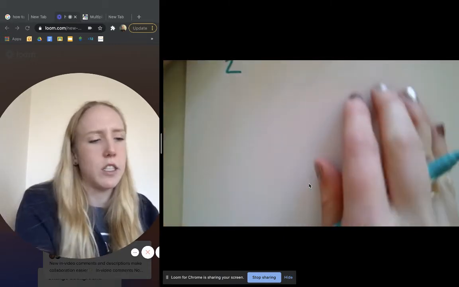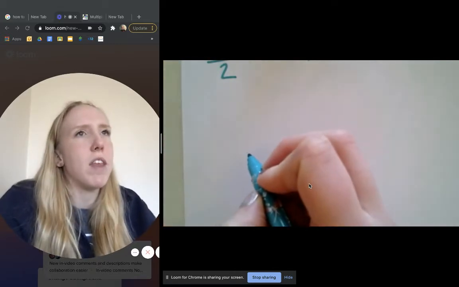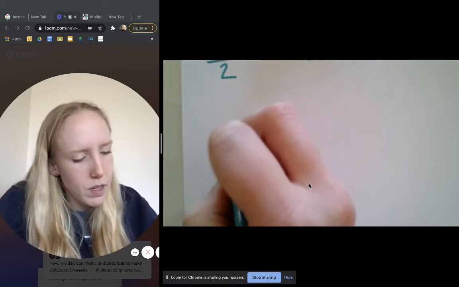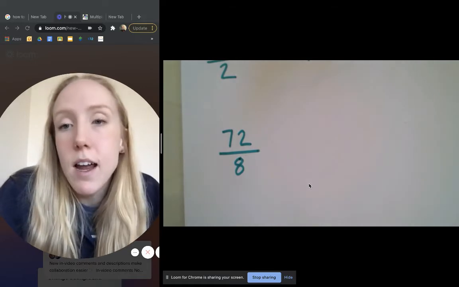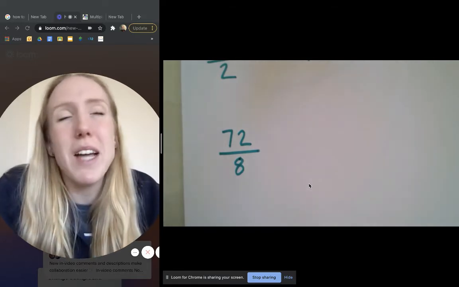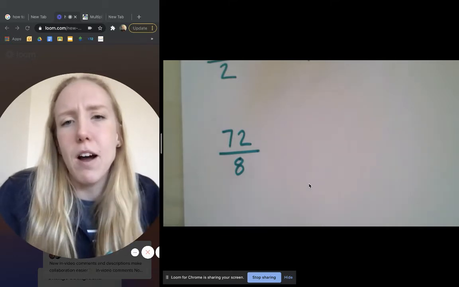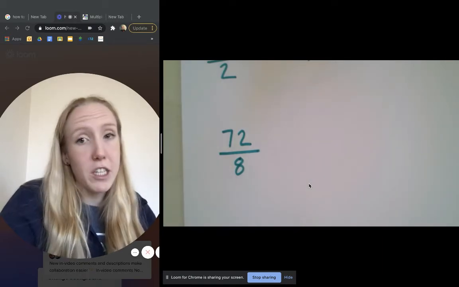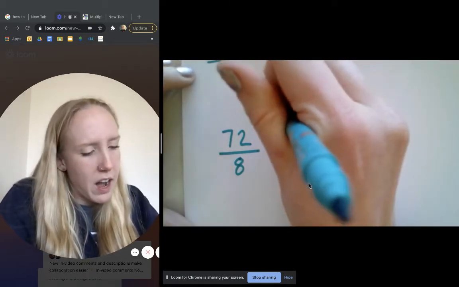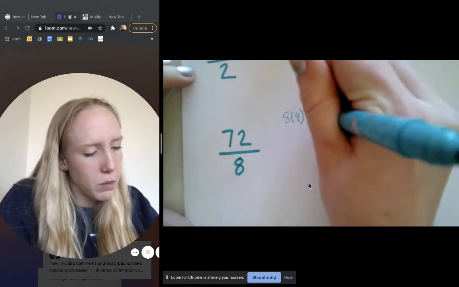Sometimes you're going to have problems that are not super easy to do in your hands or in your head. So you might have a problem like 72 divided by 8. Now, you might have your multiplication facts memorized so well that you might know exactly what this is right off the top of your head. You might know right away that 8 times 9 equals 72.